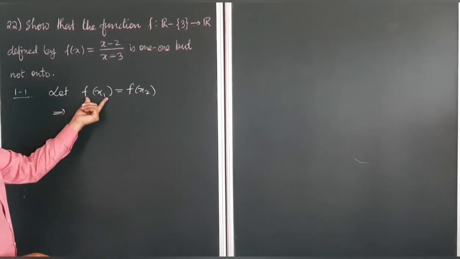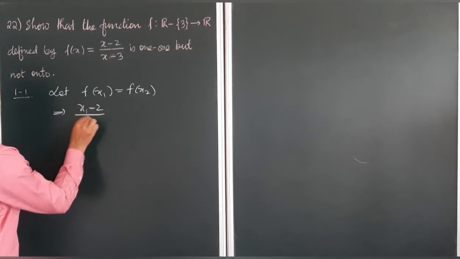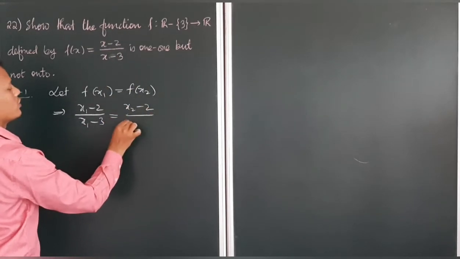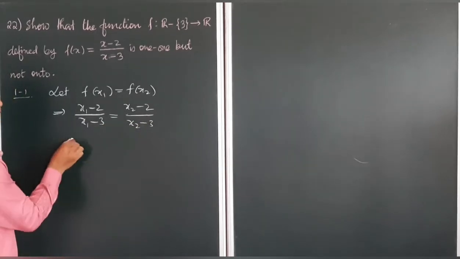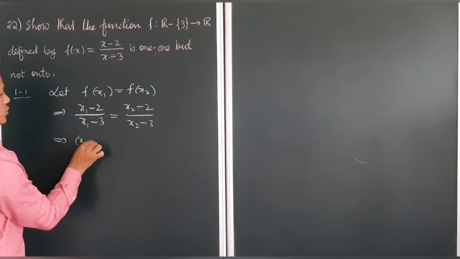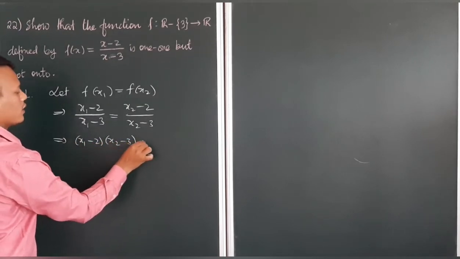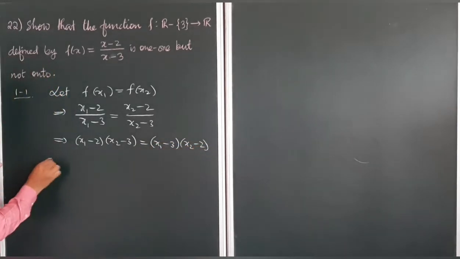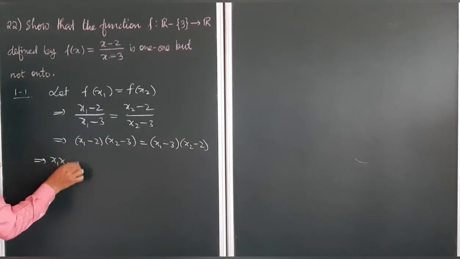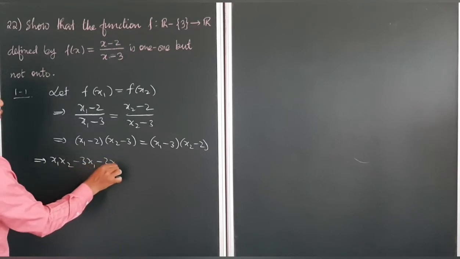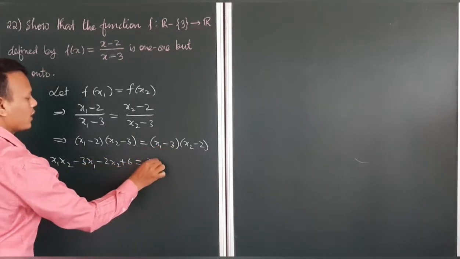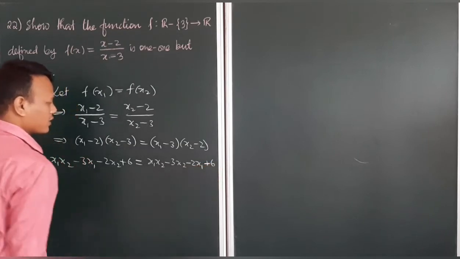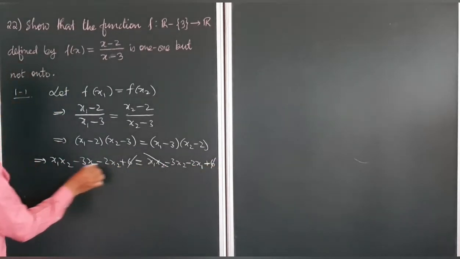So we have f of x1 can be written as (x1 minus 2) divided by (x1 minus 3), isn't it? So f of x2 becomes (x2 minus 2) divided by (x2 minus 3). Alright, so let's do the cross multiplication. So we have (x1 minus 2) into (x2 minus 3) equals (x1 minus 3) into (x2 minus 2), isn't it? So let's quickly multiply. So we have x1x2 minus 3x1 minus 2x2 plus 6, and similarly here we have x1x2 minus 3x2 minus 2x1 plus 6, isn't it? So plus 6 and plus 6 get cancelled, x1x2 and x1x2 also get cancelled.